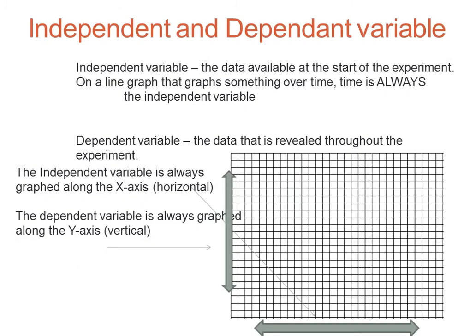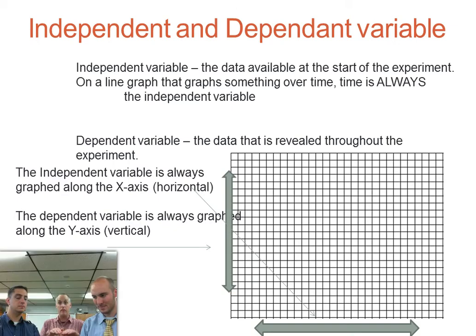Okay, next guys, we have independent and dependent variable. Now these guys are back again. We've already talked about what these things are. Independent's what we change. That goes on the x-axis across the bottom. Dependent variable goes on the y-axis, which is on the side. That's about all you need to know for this.